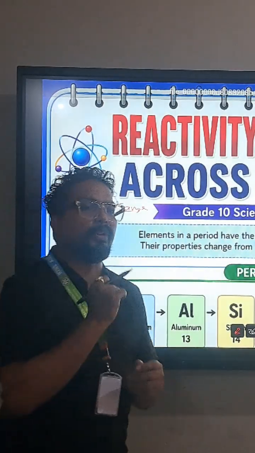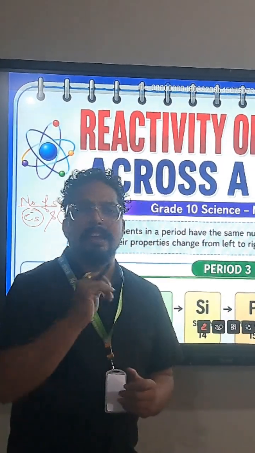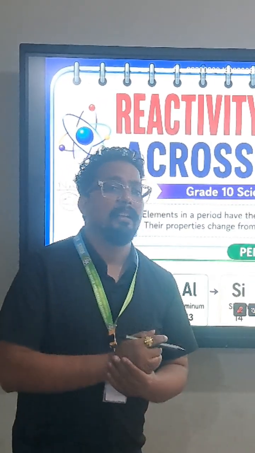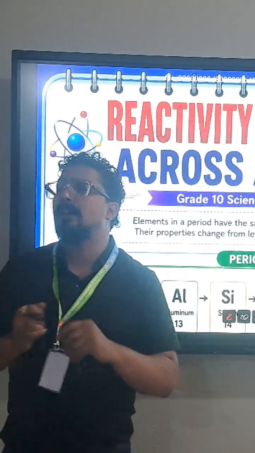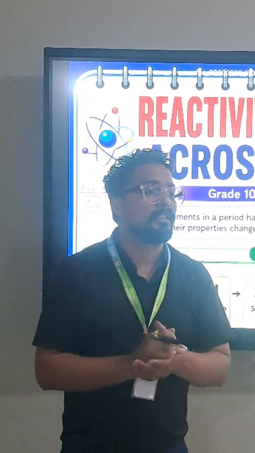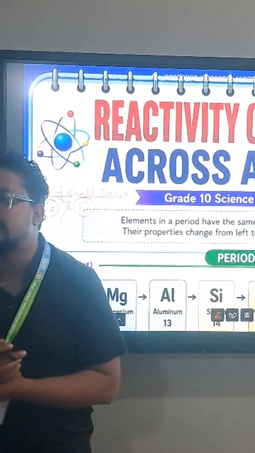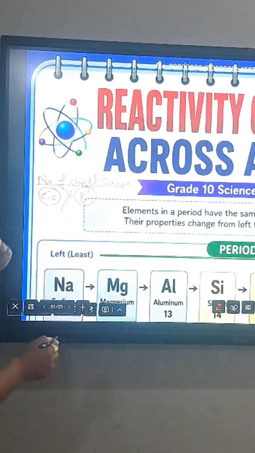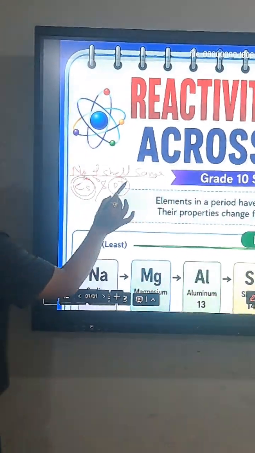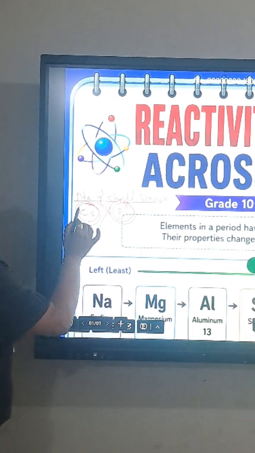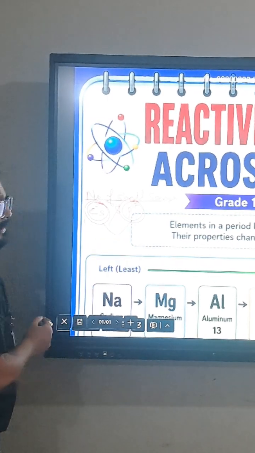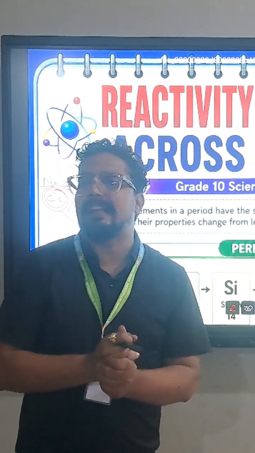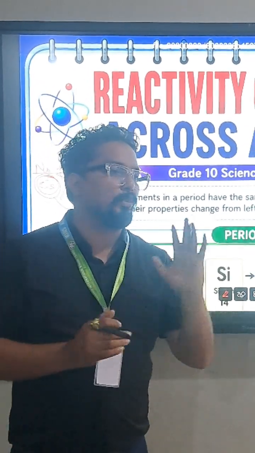What happened to the atomic size when we move from left to right? Decreases. What about the number of shells in the period? Remains the same. What about the number of electrons and protons? It goes on increasing. And we know electron is negative charge, proton is positive charge. Then what happened in between them? There will be attraction. And due to that attraction, the atomic size decreases when we move from left to right.